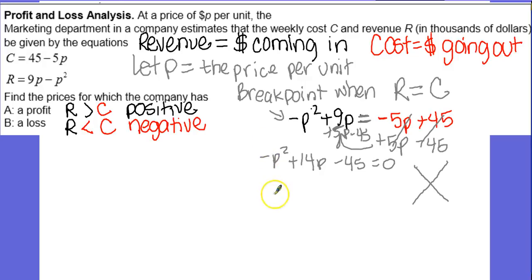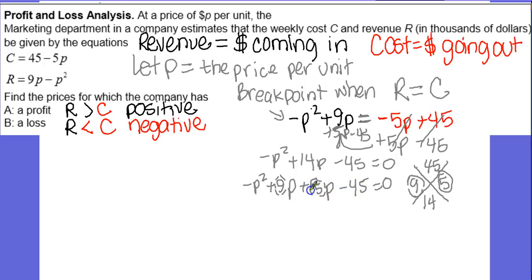So I'm going to multiply my a times c. Negative 1 times negative 45 is 45. And my b term is 14. So I'm looking for two numbers that multiply to 45 and add to 14. I say 9 and 5. I'm going to circle them. And then I'm going to break up my b term with those two numbers. So negative p squared plus 9, I'm going to circle it, p plus 5, come on, p minus 45 equals 0.